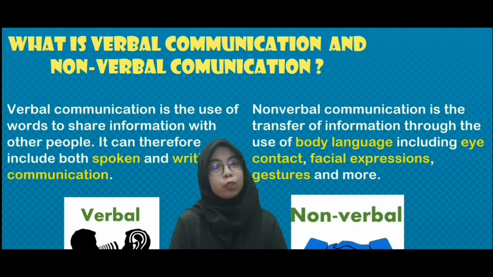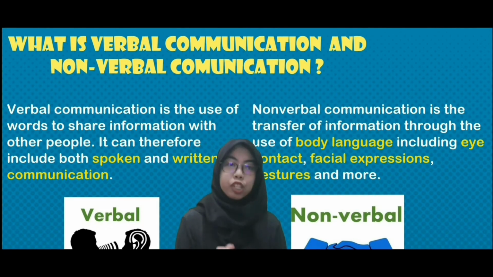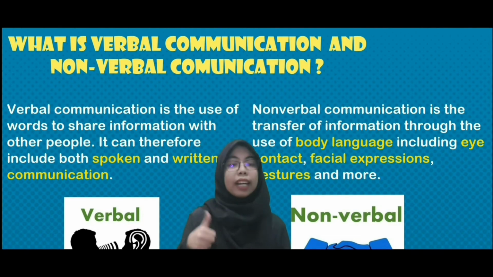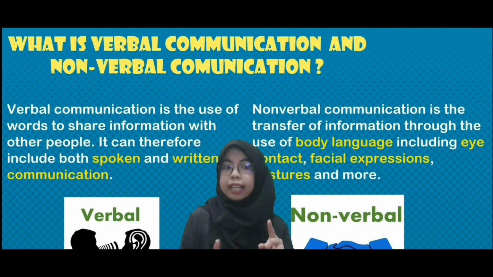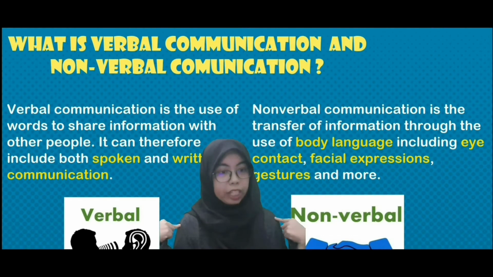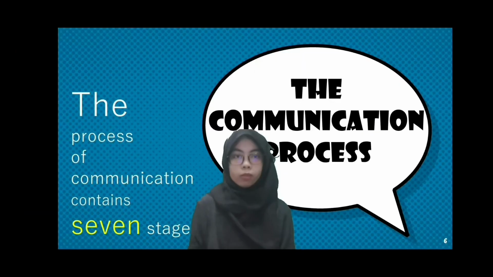Okay, now we go through to what is verbal communication and what is non-verbal communication. Verbal communication is the use of words to share information with other people. It can therefore include both spoken and written communication, but non-verbal communication is the transfer of information through the use of body language, including eye contact, facial.